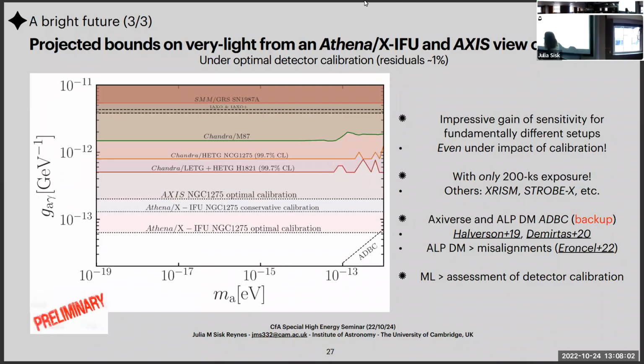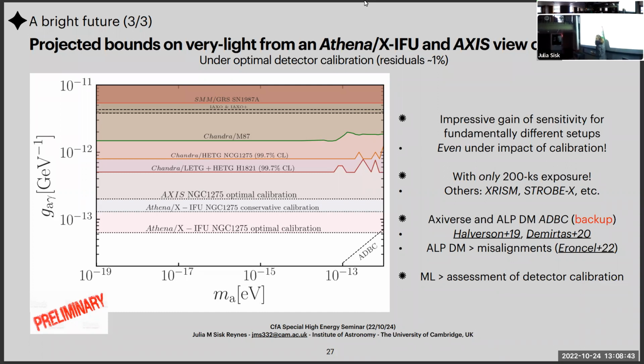And these are our preliminary results. So you can see that our current best constraints are represented by these red lines. These are the results that I presented for 1821+643. And you can see that if we were able to describe the calibration of Athena really well, with only the 200 kilosecond observation, we would be able to tighten the constraints by almost an order of magnitude. So this is exciting and very important for this type of search.